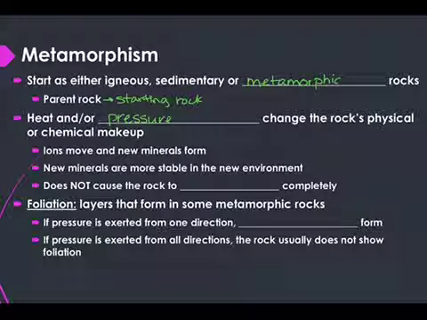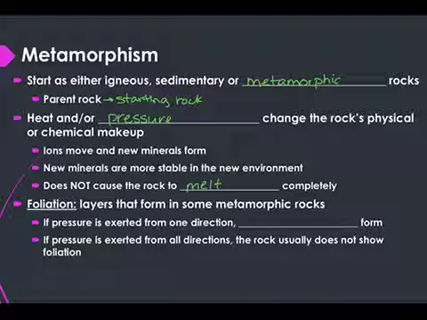When a rock is exposed to extreme heat or pressure, the ions move and new minerals will form. These new minerals are going to be more stable in that new environment with either a higher temperature or a higher pressure or both. It does not cause the rock to melt completely. There'll be a little melting, enough to rearrange those ions and atoms, but not enough to completely liquefy the rock.